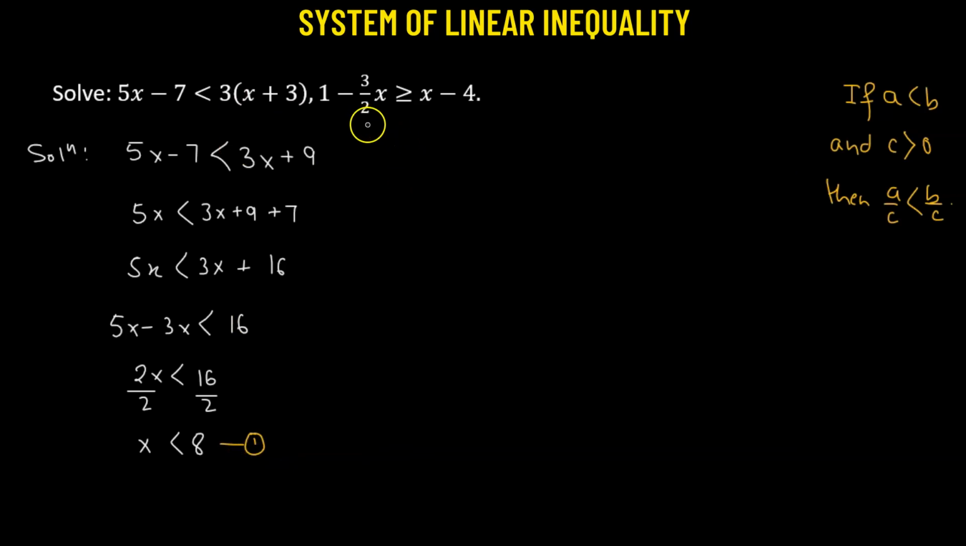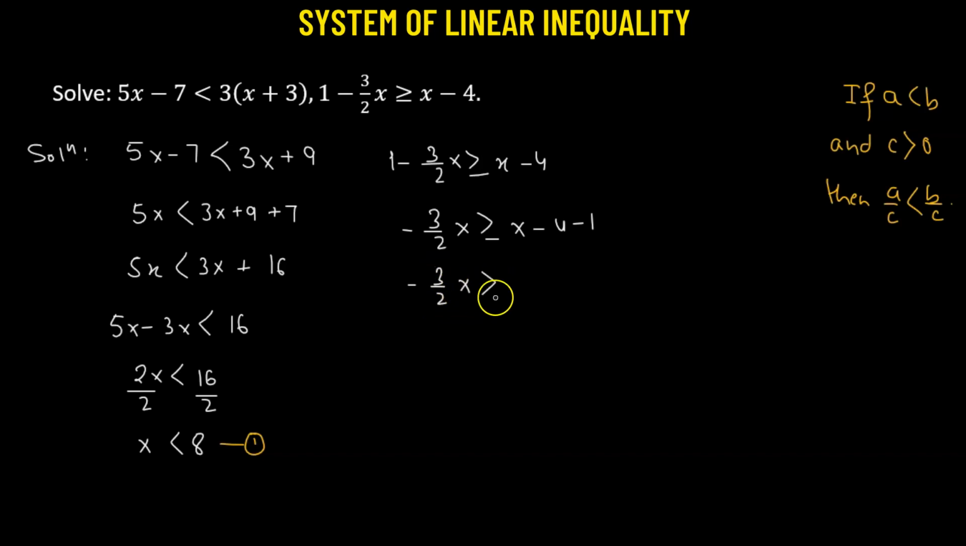Now we'll go to the second inequality. So here we have 1 minus 3 over 2 x greater than or equal to x minus 4. Well, let's write it down. We'll transpose 1 to the right hand side. So this gives us negative 3 over 2 times x greater than or equal to x minus 4 minus 1. So that will be negative 3 over 2 times x greater than or equal to x minus 5.